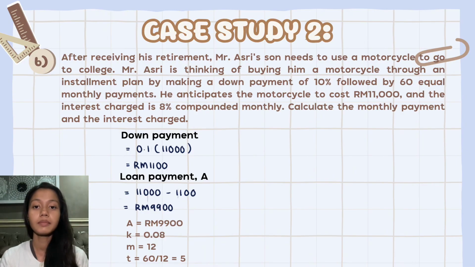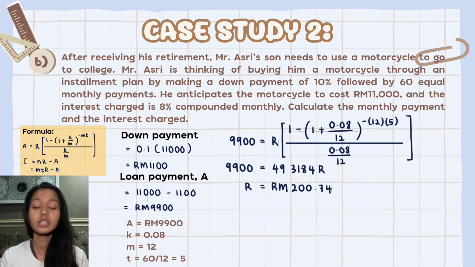After that, find the monthly payment R. Use the annuity formula for monthly installment. After substituting all values into the formula, we get R equals 200 ringgit 74 cents. So, the monthly payment Mr. Asri needs to pay is 200 ringgit 74 cents for 60 months.